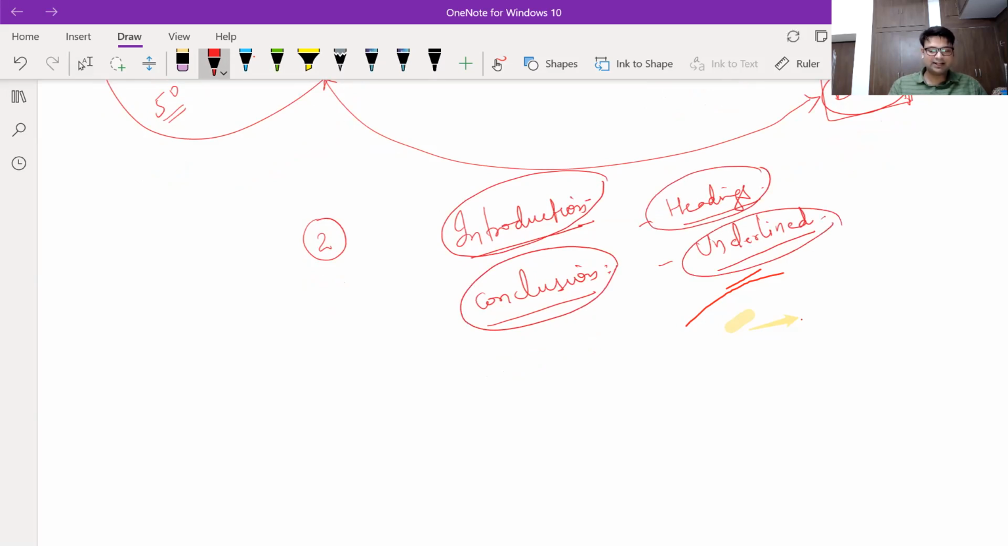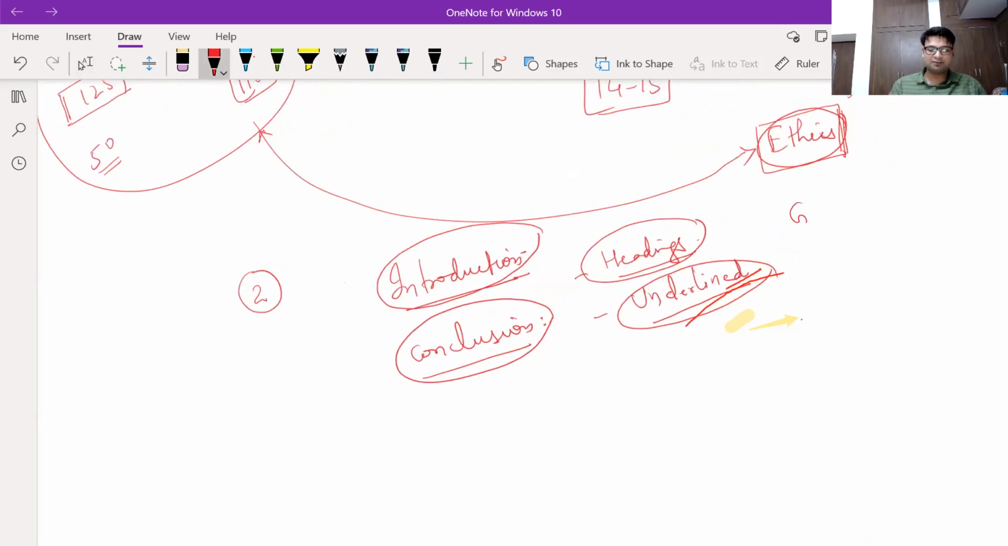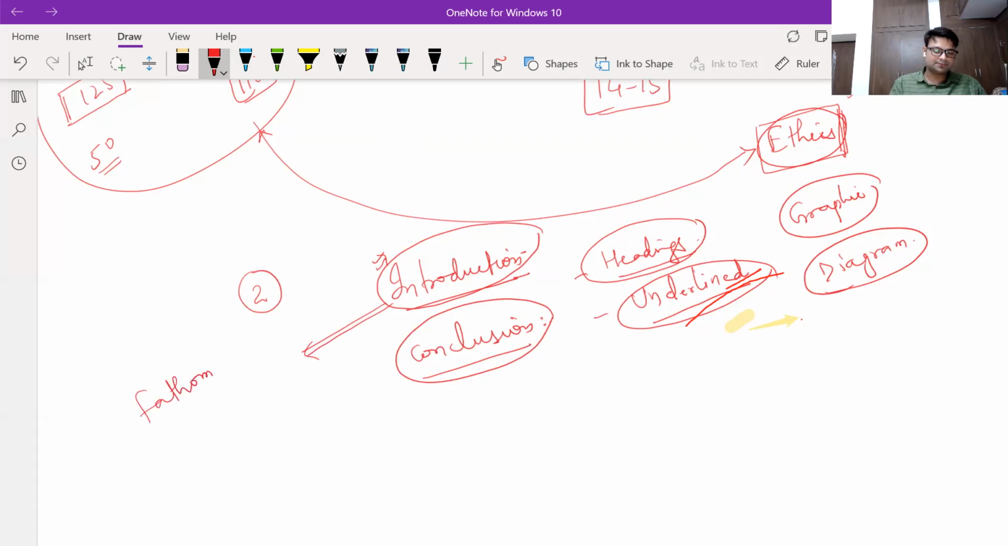If you have put in some headings, if you have underlined, or if you are smart enough, you have made some graphic, some diagram, I would say the visible aspects of your answer will be looked at by the examiner. So why introduction? Through the introduction, the examiner will see whether this student fathomed the demand of the question or not. That means whether you have deciphered it properly or not, he or she will come to know through this introduction.